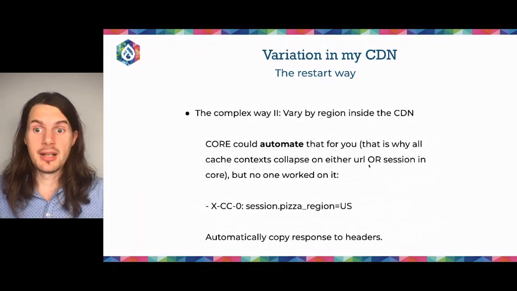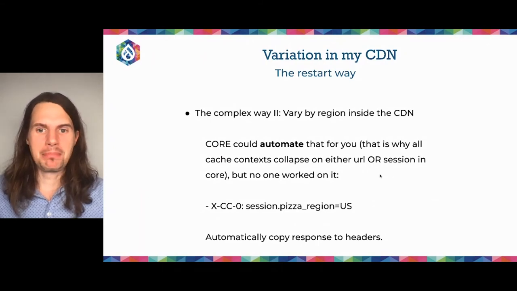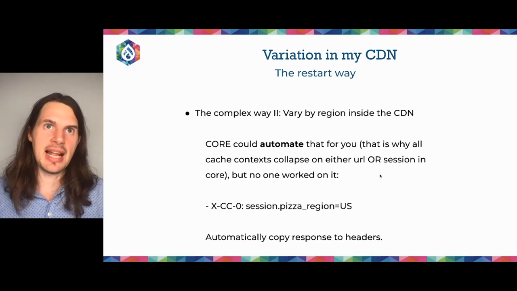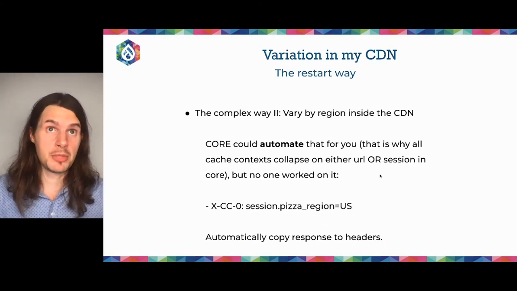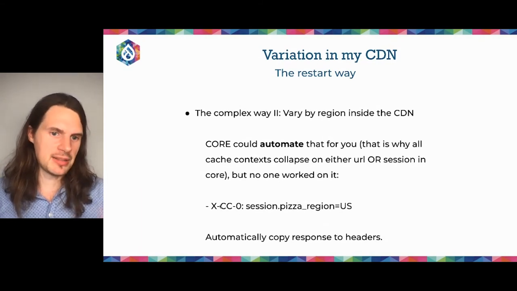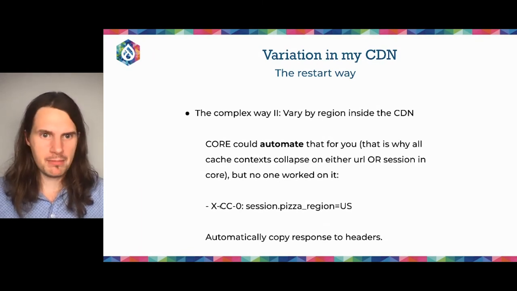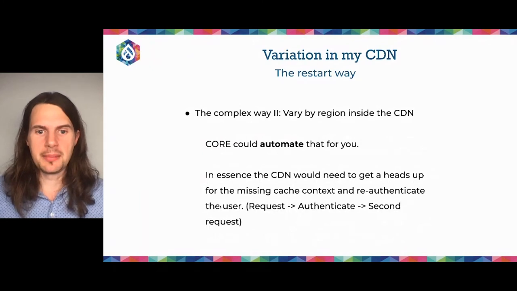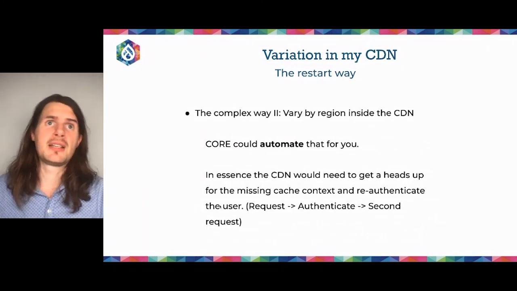That is why in Drupal 8, I originally created this cache context system to collapse on either URL or session in Core. Unfortunately, no one, including me, worked on it. But in theory, with all contexts, you have this cache context hierarchy, and all collapse either on being user-specific or session-specific or request-specific, page-specific. In that way, you could have cache context zero, then you could have this cache context equals value. And because it's a fixed value, it's XCC0 to XCC whatever, you could have a Varnish configuration which automatically copies these headers over. So it's possible to automate. And you could even do it so that if you don't have enough information, Drupal could tell the CDN, hey, this actually would have varied on that, and then it would be getting those headers, et cetera.